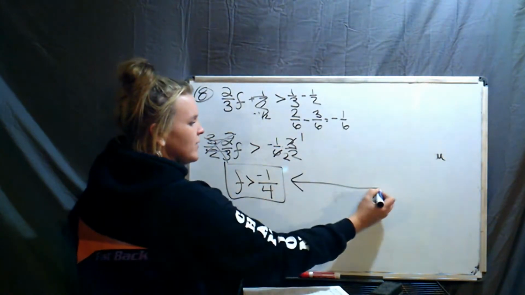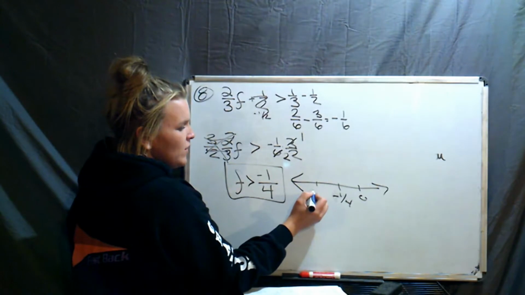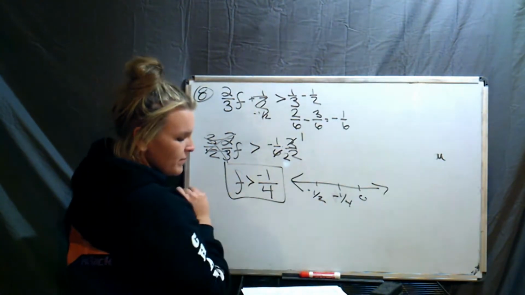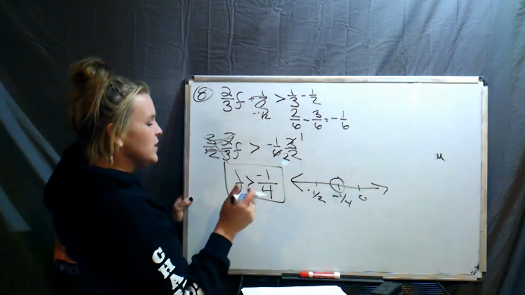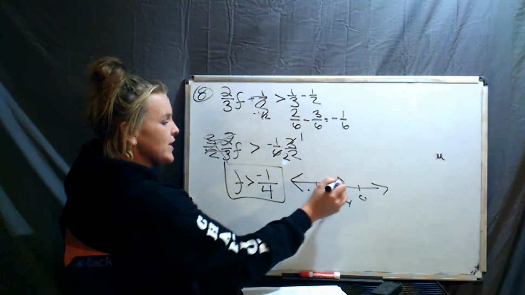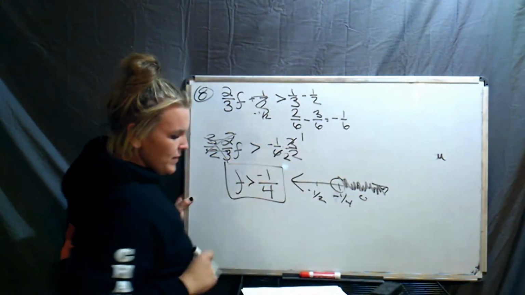Put that on a number line. Negative 1 over 4. Put a 0 here. Negative 1/2 here. And I'm going to put a dot here, and I'm going to leave that open because it's not equal to. And f is going to be greater than negative 1/4. So I'm going to shade in everything that's greater than negative 1/4.